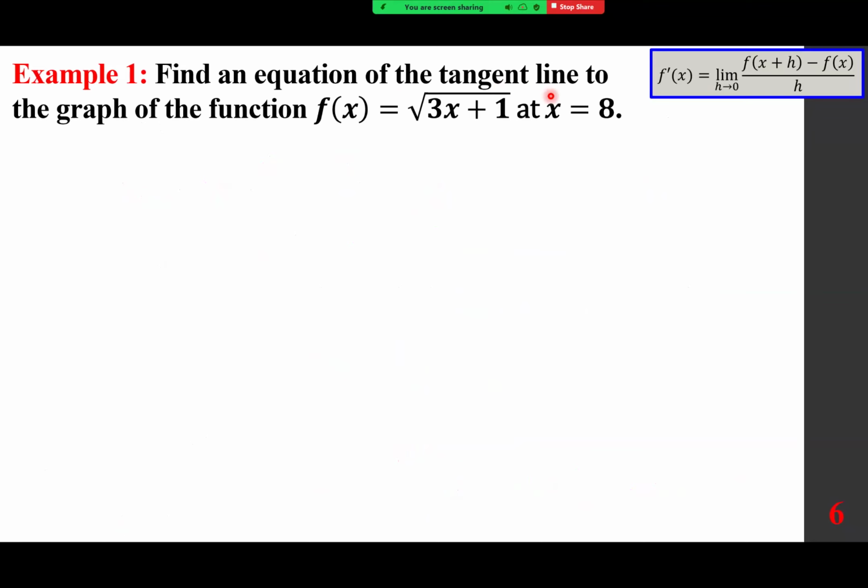Find an equation of a tangent line to the graph of the function f of x equals square root of 3x plus 1 at x equals 8. This is just similar to what we did in the previous section.